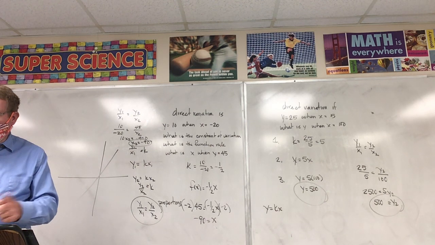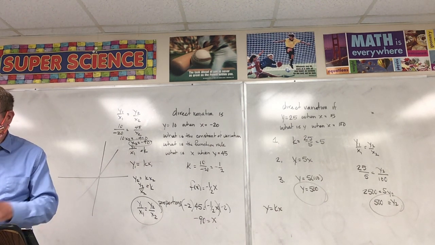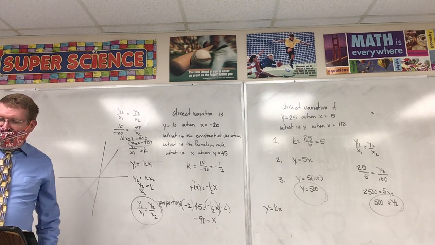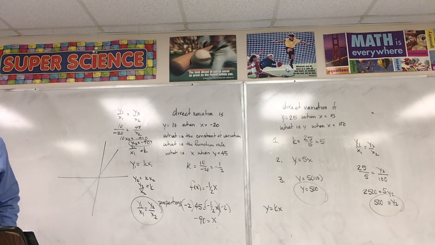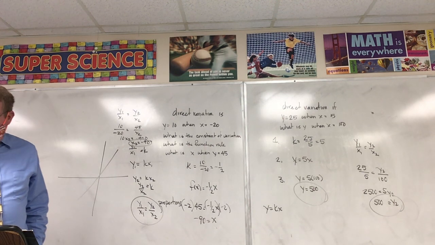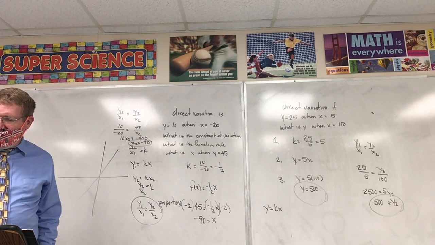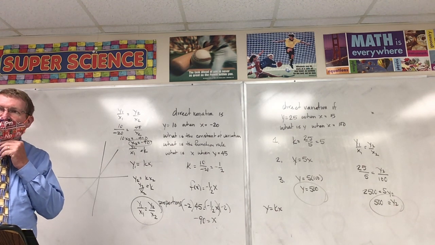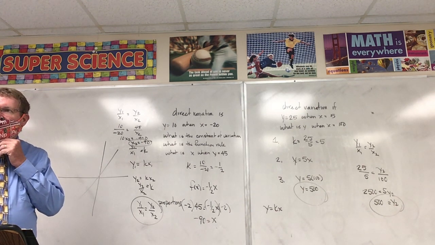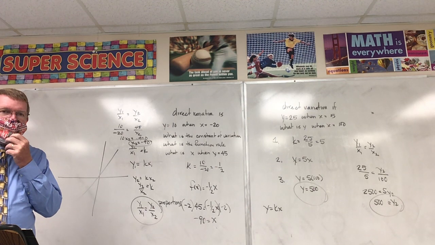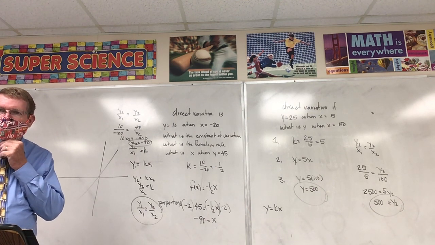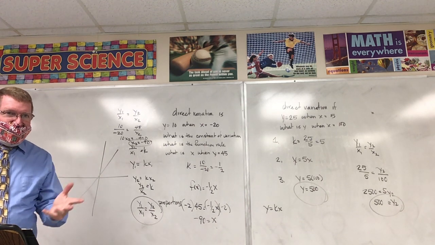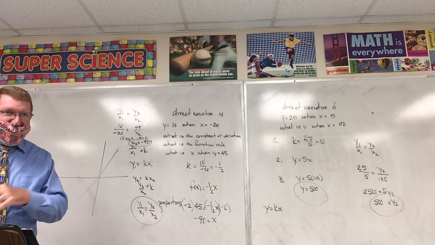So therefore, is there a constant of variation? No. Is there a function rule? No. Alright? 11 through 18. Determine whether y varies directly with x. If so, find the constant of variation. What does my direct variation rule look like? Y equals kx.